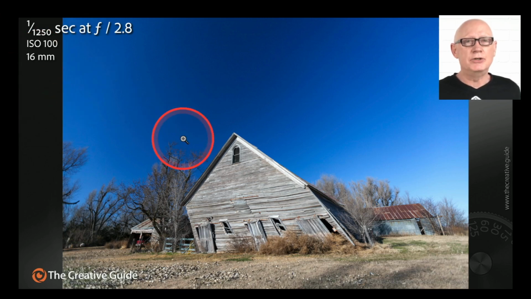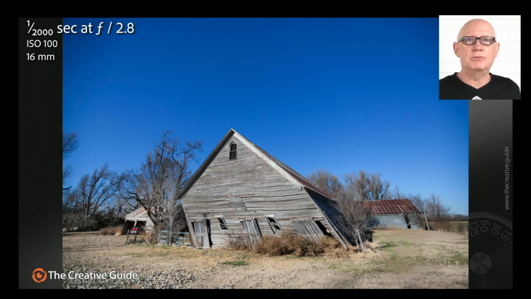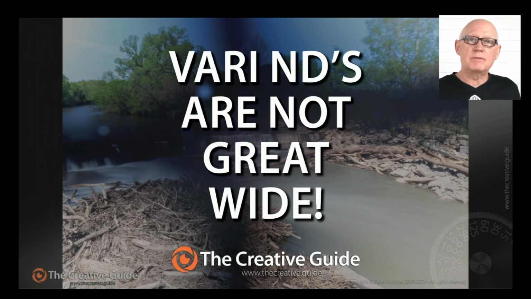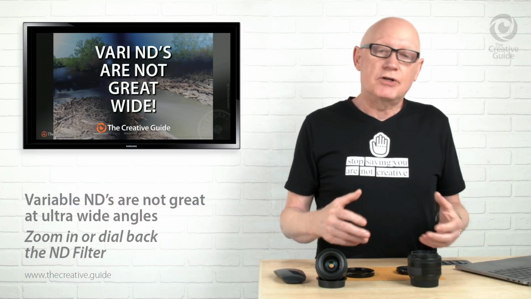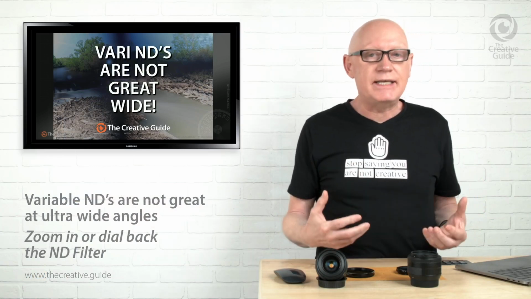I can tell you I was annoyed taking this shot because I had a lens with an 82 millimeter thread at the front, and that filter cost me 200 bucks. And I get this. I was looking to maximize the blue in the sky, so I had no choice but to dial back, and I get a blue, but not the blue that I wanted. So variable ND filters are not great at ultra wide angle lenses. You're going to have to zoom in or dial the ND filter back.